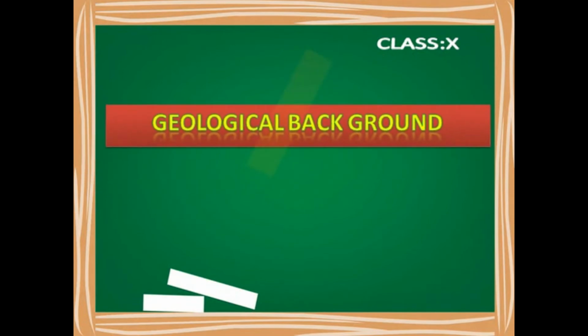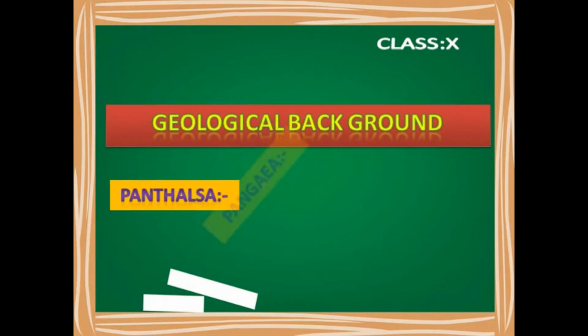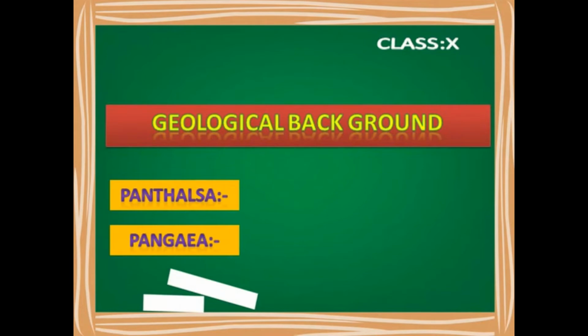Geological background of earth. Presently, we know how many oceans there are and what they are. Actually, we have 5 oceans. They are the Pacific Ocean, Indian Ocean, Atlantic Ocean, Arctic Ocean, and Southern or Antarctic Ocean. Millions of years ago, these oceans were combined together and called Panthalassa.